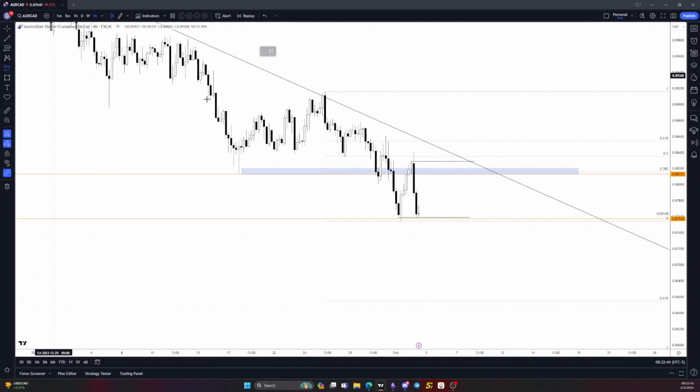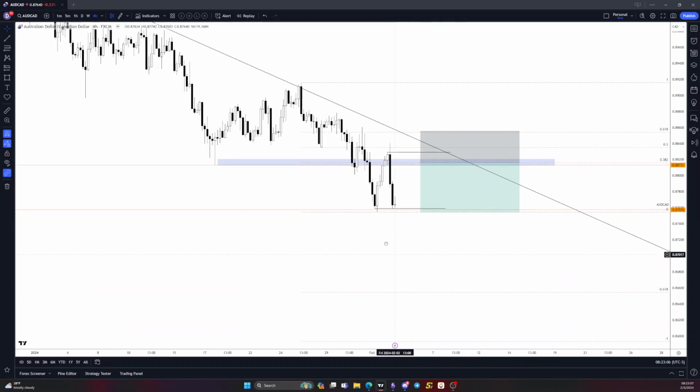And then we would look to sell and place our stops above this Fibonacci level. To be safe, I say the 61.8. If you're willing to take two shots at it, go ahead and set it at the 50 Fibonacci level, but to be safe, we can set it at the 61.8. And then we have this low that we can target here.